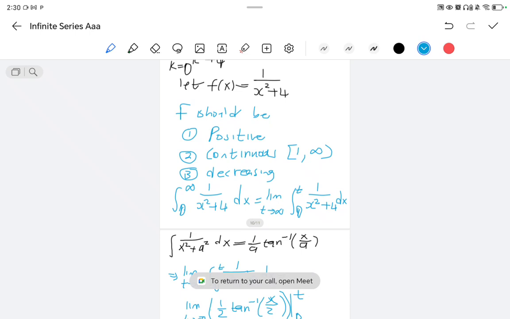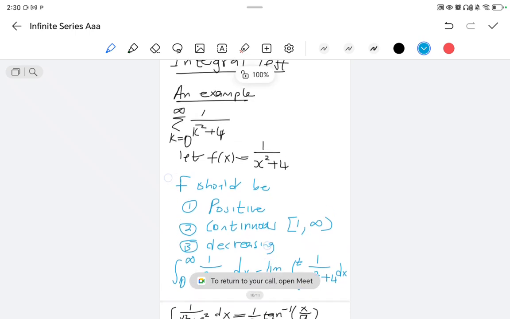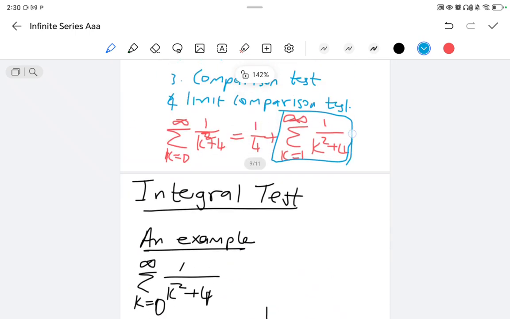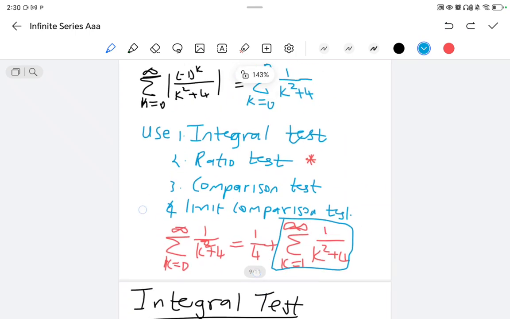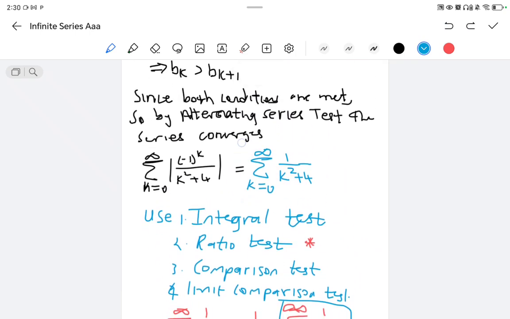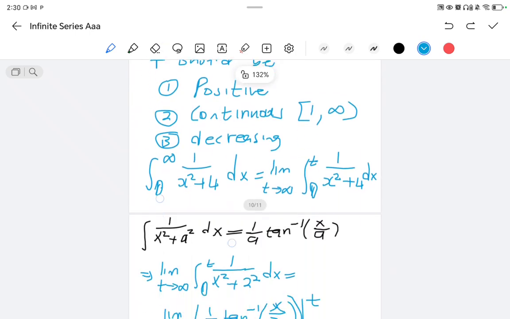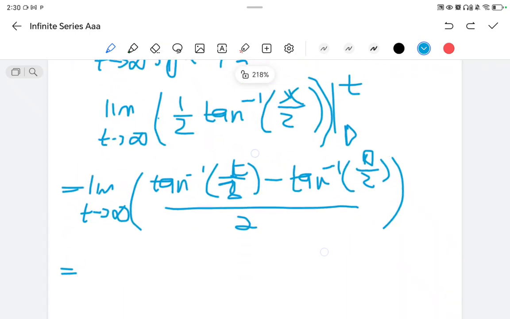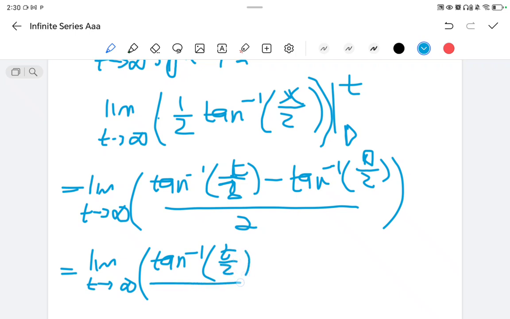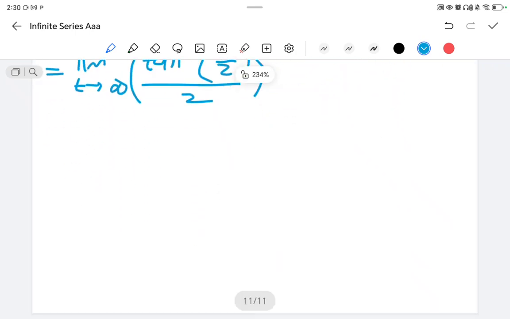So now, I had taken this one by mistake, the one starting from 1. I'm doing the one starting from 0 because we really want to see if this is convergent or not. If it starts from 0, I don't have to ask myself what arctan of that is. I just know that arctan 0 will be 0. So this will be the limit as t approaches infinity of arctan of t over 2.